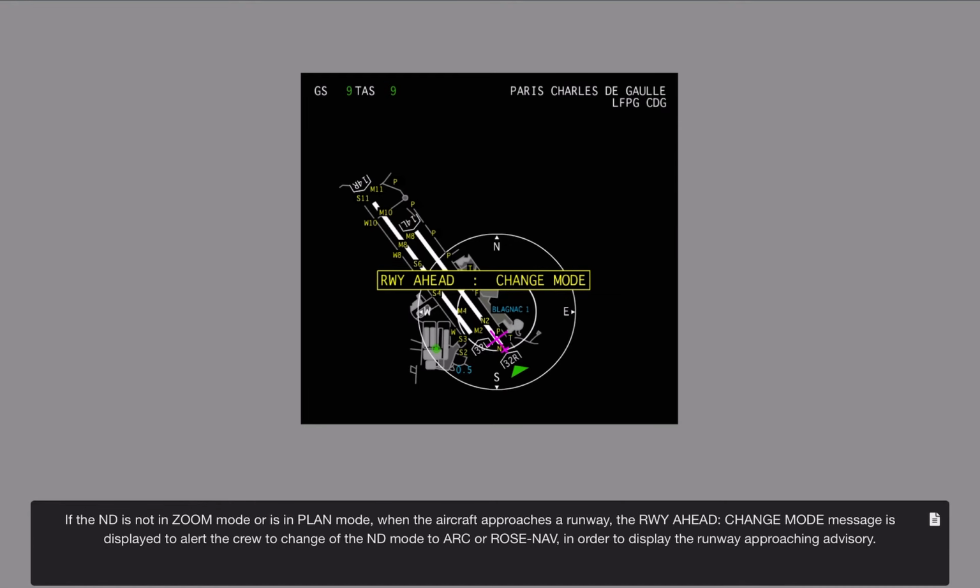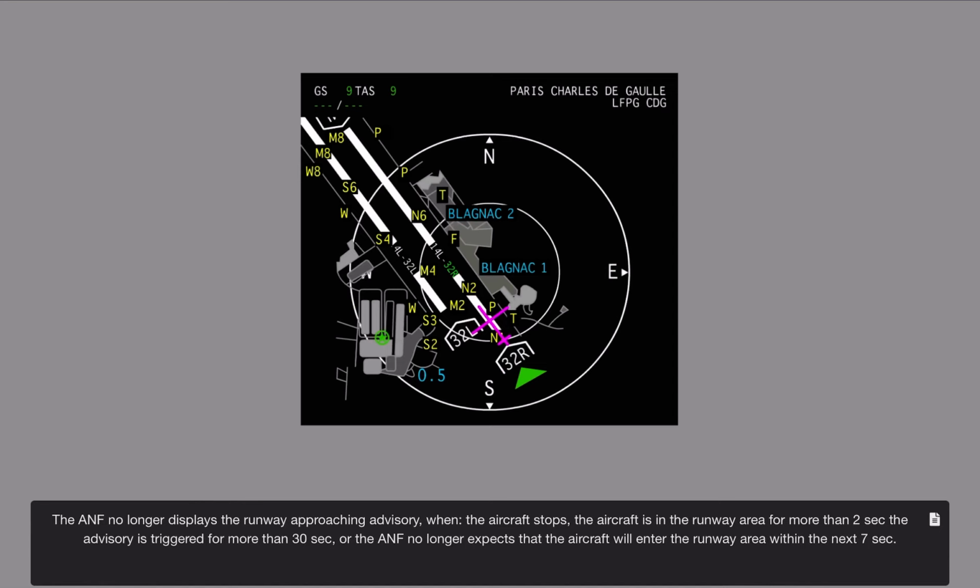If the ND is not in zoom mode or is in plan mode when the aircraft approaches a runway, the runway ahead change mode message is displayed to alert the crew to change the ND mode to ARC or ROSE nav in order to display the runway approaching advisory. The ANF no longer displays the runway approaching advisory when the aircraft stops, the aircraft is in the runway area for more than 2 seconds, the advisory is triggered for more than 30 seconds, or the ANF no longer expects that the aircraft will enter the runway area within the next 7 seconds.